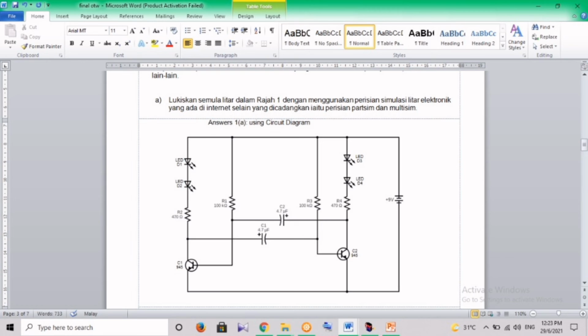Next, the circuit is also using the transistor. There are a few types of transistor, but for this circuit, they are using the NPN transistor. What is the function of transistor? It amplifies current. Besides, it can be used with other components to make amplifiers or switching circuits.